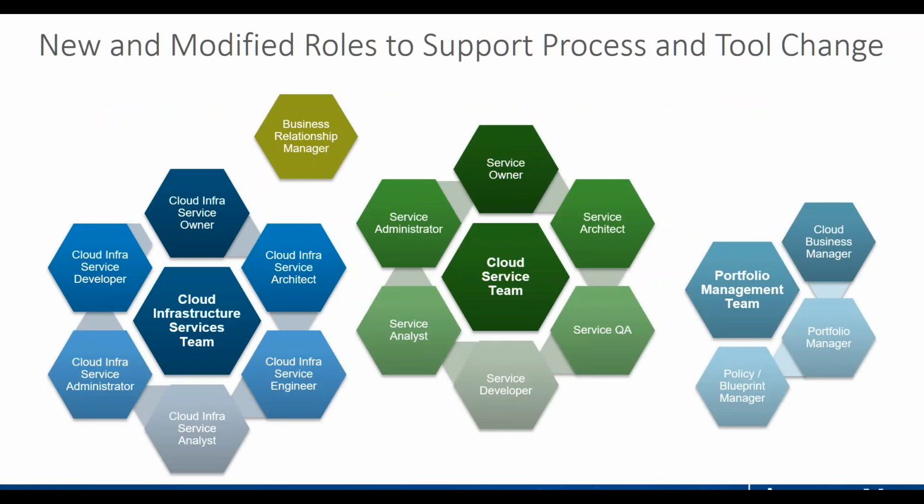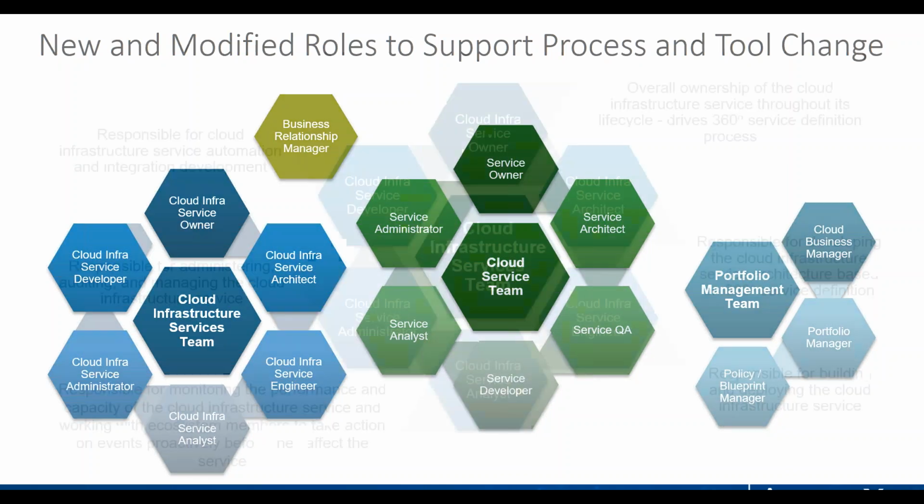What we end up with then is a set of teams, or again, functions, where we have a cloud infrastructure services team. We have a cloud services team, which is really a service analyst side, looking at service from an architecture perspective. A business relationship manager, a high-level interface with the business to make sure that the services we're providing are adequate. And then a portfolio management team who can look at everything broadly and determine how to divide that up and organize that into a portfolio that can be consumed by the business.